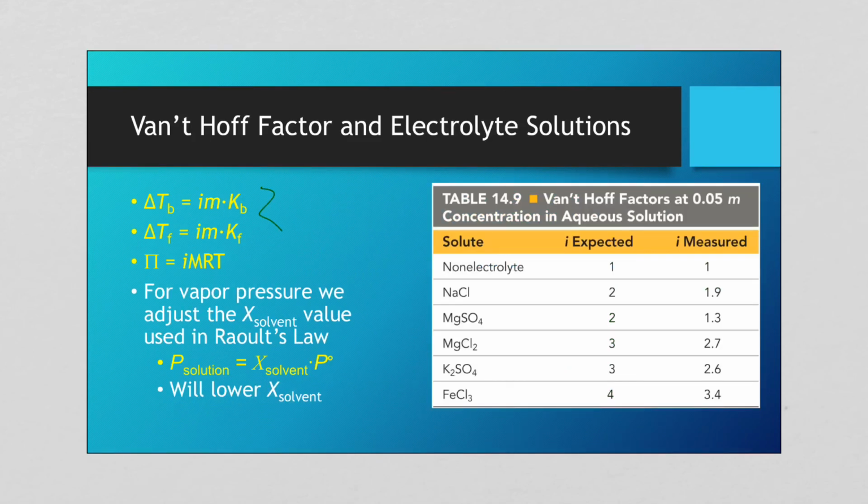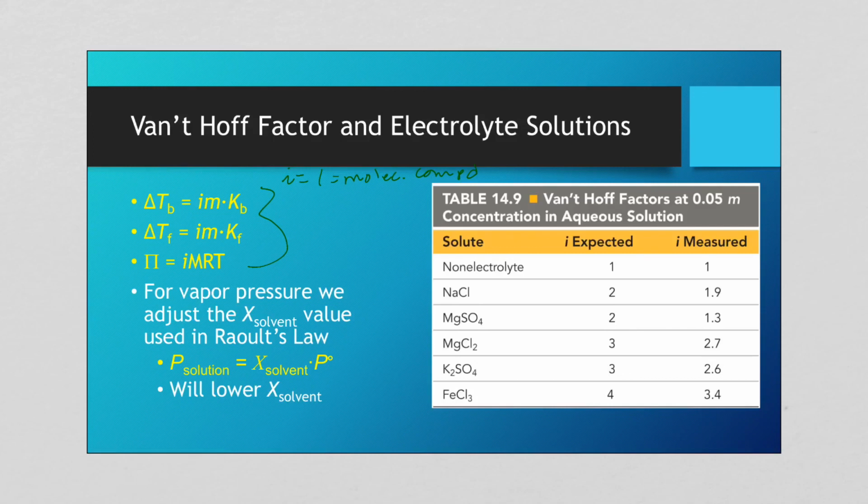We'll look at vapor pressure in a second, but if we take our boiling point elevation, freezing point depression, and osmotic pressure equations, the Van 't Hoff factor is simply a multiplier. For a molecular compound, like sugar or ethylene glycol, anything that is molecular, i equals 1, so it's just the normal formula. But if we have an ionic compound, then we plug in our Van 't Hoff factor, and you can see the effect.